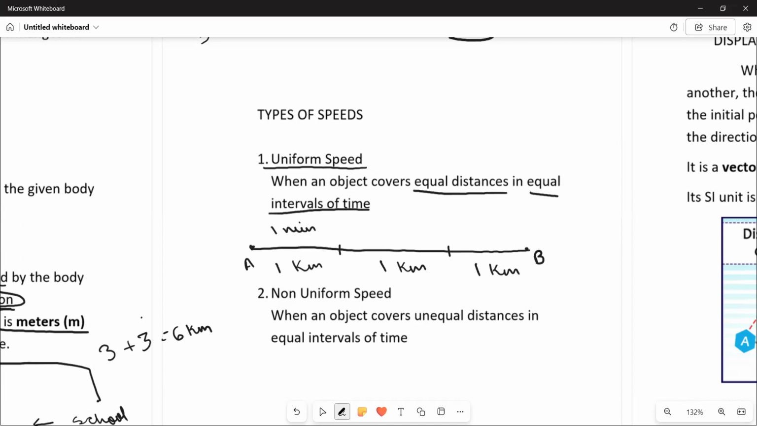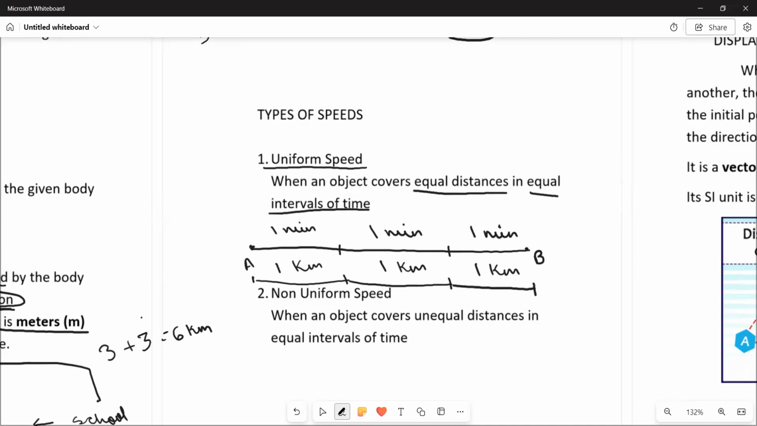Okay. And here also to travel this 1 kilometer, the object takes 1 minute of time, and the third interval also takes 1 minute of time. So now you can see the distances. All distances are equal. This is 1 kilometer. This again is 1 kilometer, and this again is 1 kilometer.